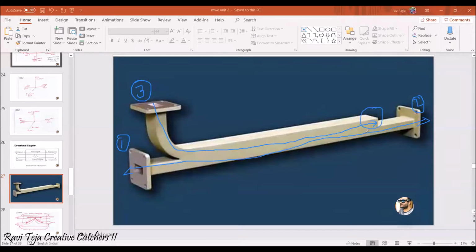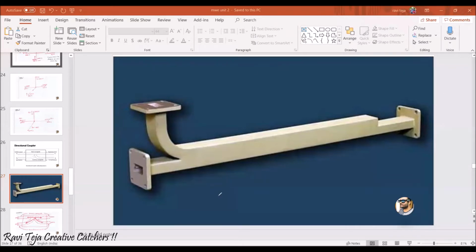Generally, ports 1, 2, 3 are open and port 4 is always closed, mostly. Why port 4 is always closed, I will let you know. This is how a directional coupler looks, which can also be used for distribution of our microwave signals. What happens when microwave signals go into a directional coupler? How does a microwave signal behave when it goes into a directional coupler? We will be seeing it right now.